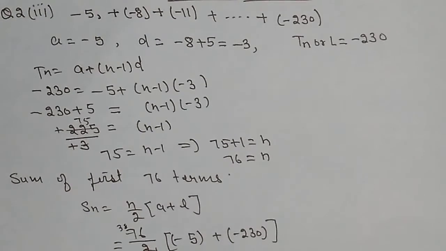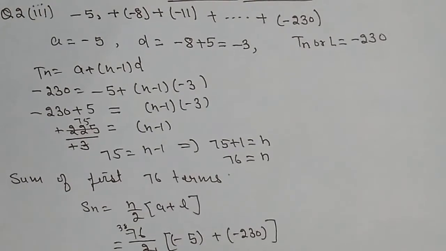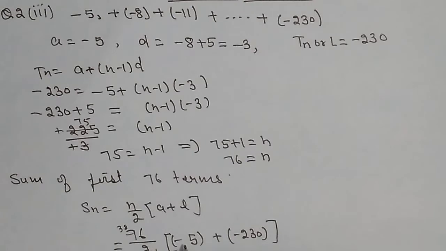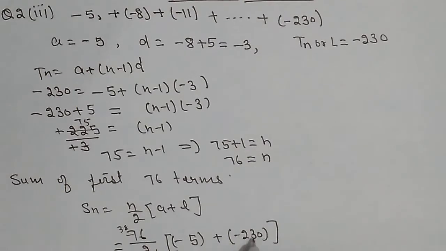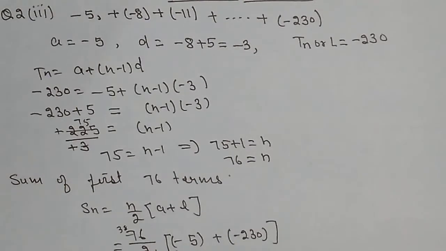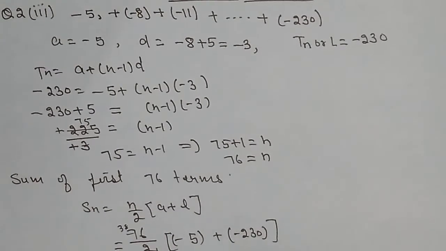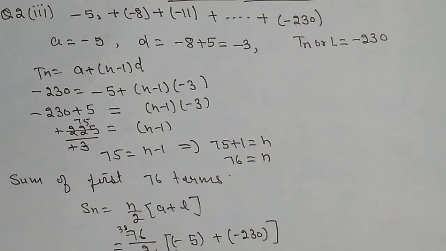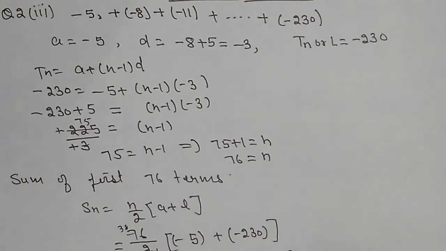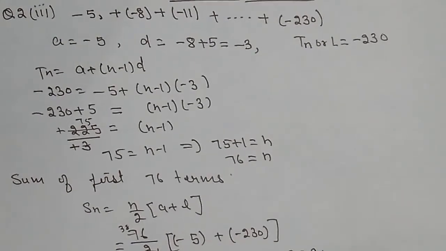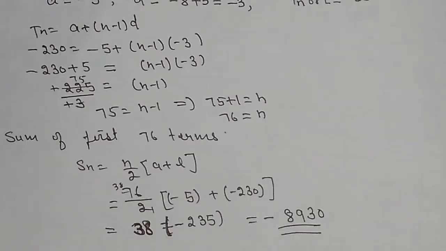38 is equal to, 38 is equal to minus 5 plus minus 230, it became minus 235. So when we multiply these two numbers, we will get minus 8930. I hope you have cleared this question.